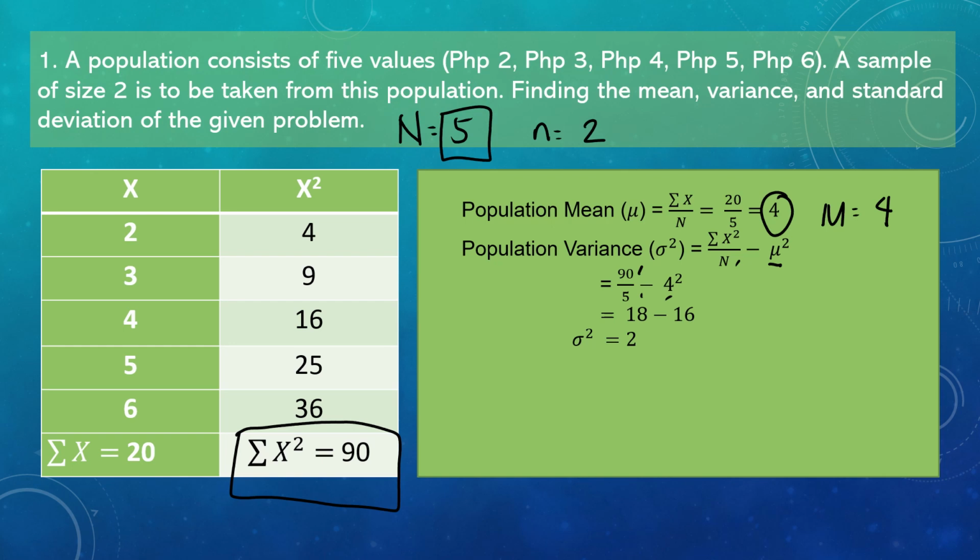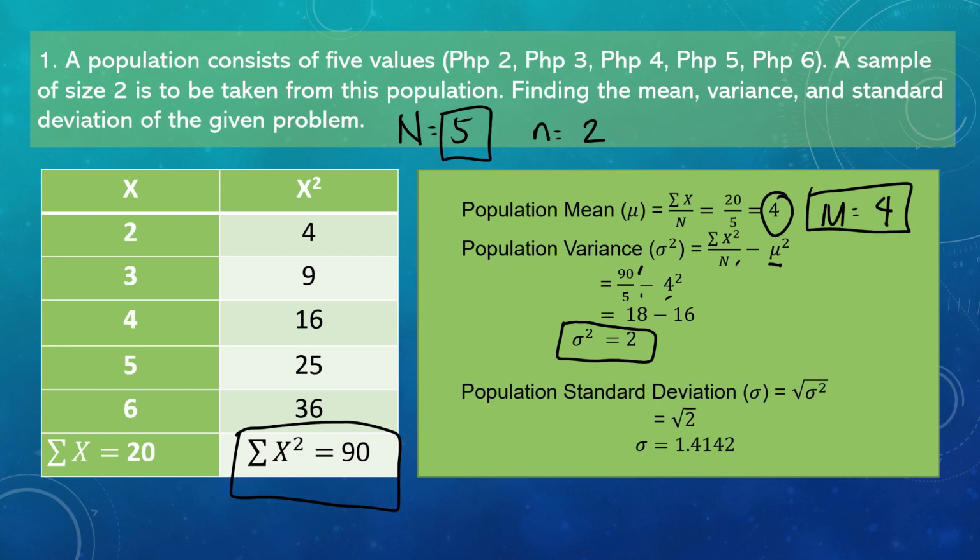Now, to find the population standard deviation, let's back up. We have 2 for population variance and 4 for population mean. To find the population standard deviation, we will apply the formula sigma is equal to the square root of sigma squared. The value of our sigma squared, or our variance, is 2. So instead of writing sigma squared, we will be writing 2. The square root of 2 is equal to 1.4142. Take note, we need to round this to 4 decimal places so that we can get the most accurate answer in our problem.